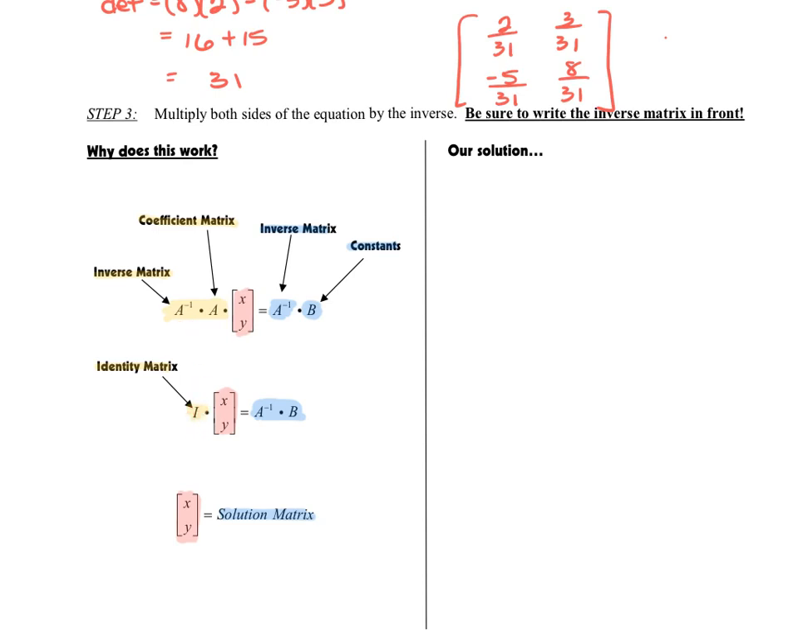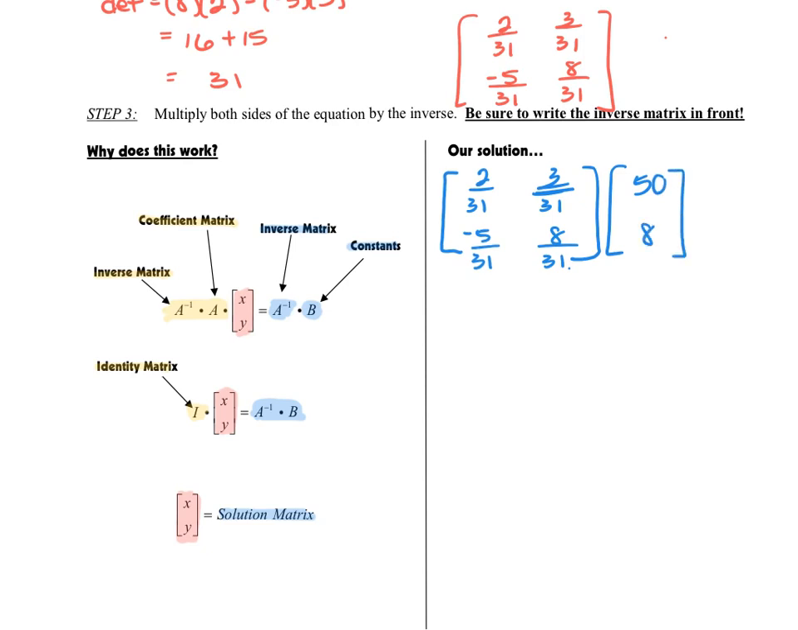I'm not going to do that. I'm just going to work through this blue side over here. Now, what we're going to do is take that inverse of the coefficient matrix that we just found, and I'm going to write that one. So I'm going to have my 2 over 31, my -5 over 31, my 3 over 31, and my 8 over my 31. And then I'm going to multiply that by those constants that I had up above. That was a 50 and an 8.